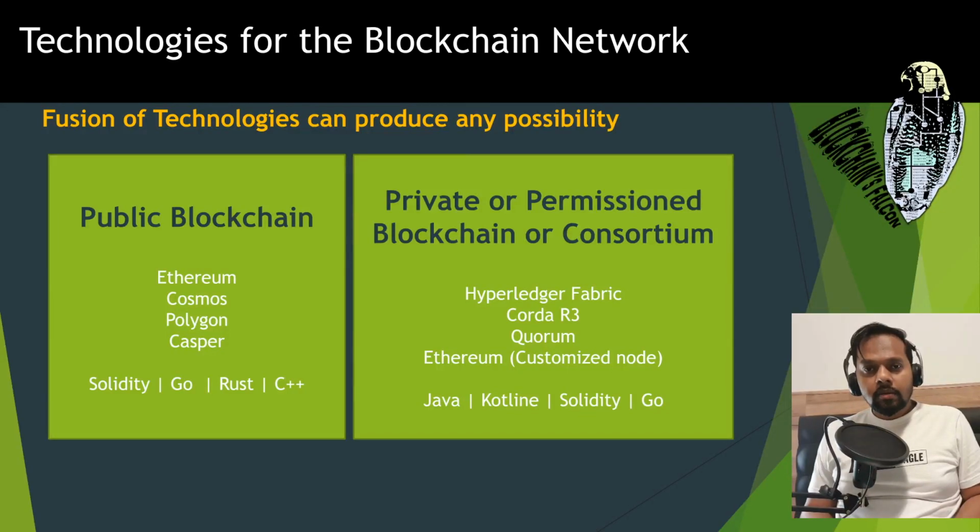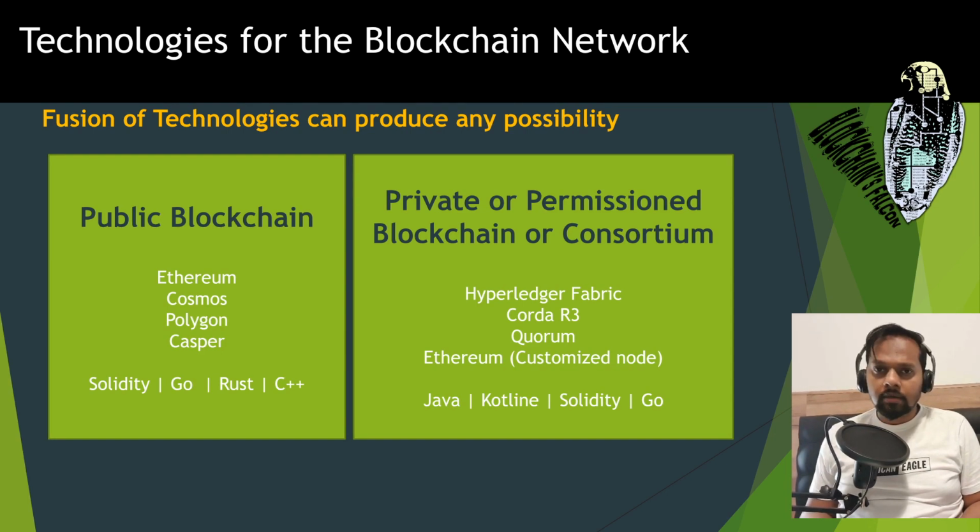When you are working on a public blockchain application, you have to decide which chain you want to use. You can choose maybe Ethereum, Cosmos, Polygon, or Casper, or any other. But whichever you choose, there are different limitations, like you cannot use one language for all. So you have to decide which chain you want to use, and then you have to work on their language.